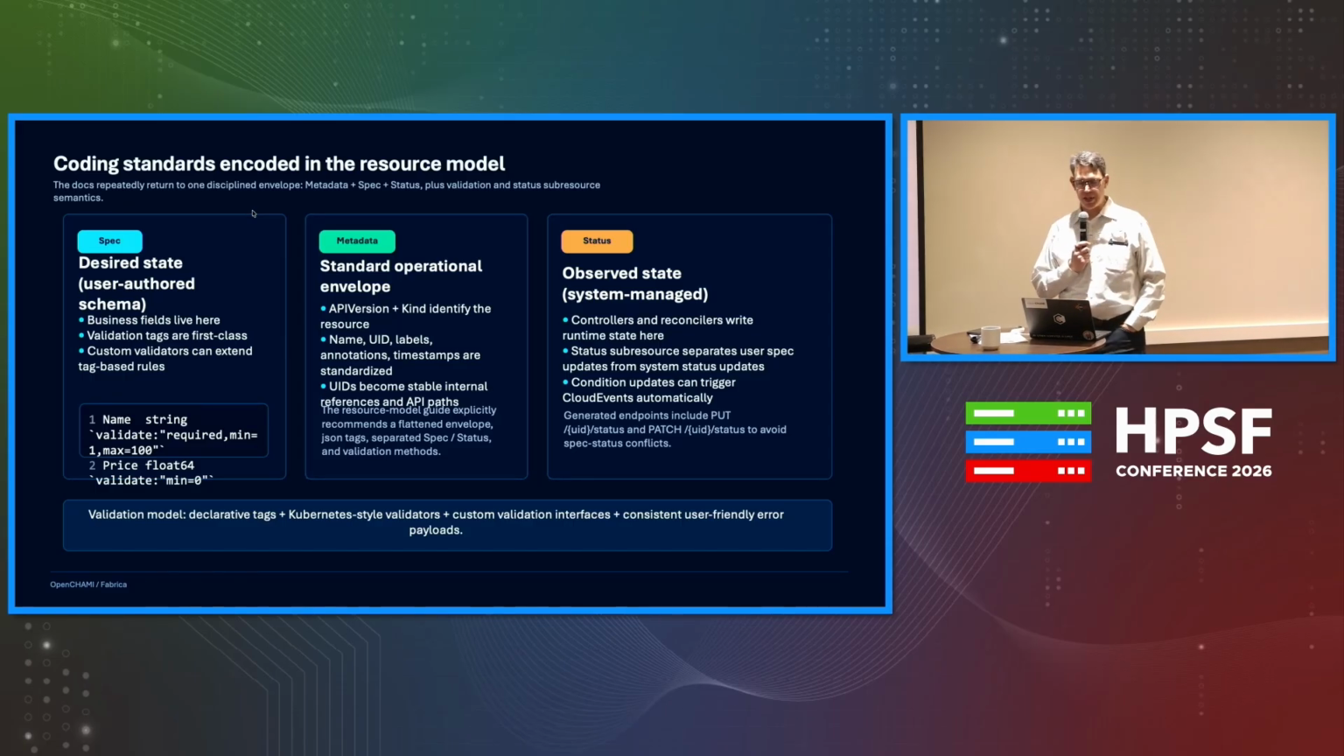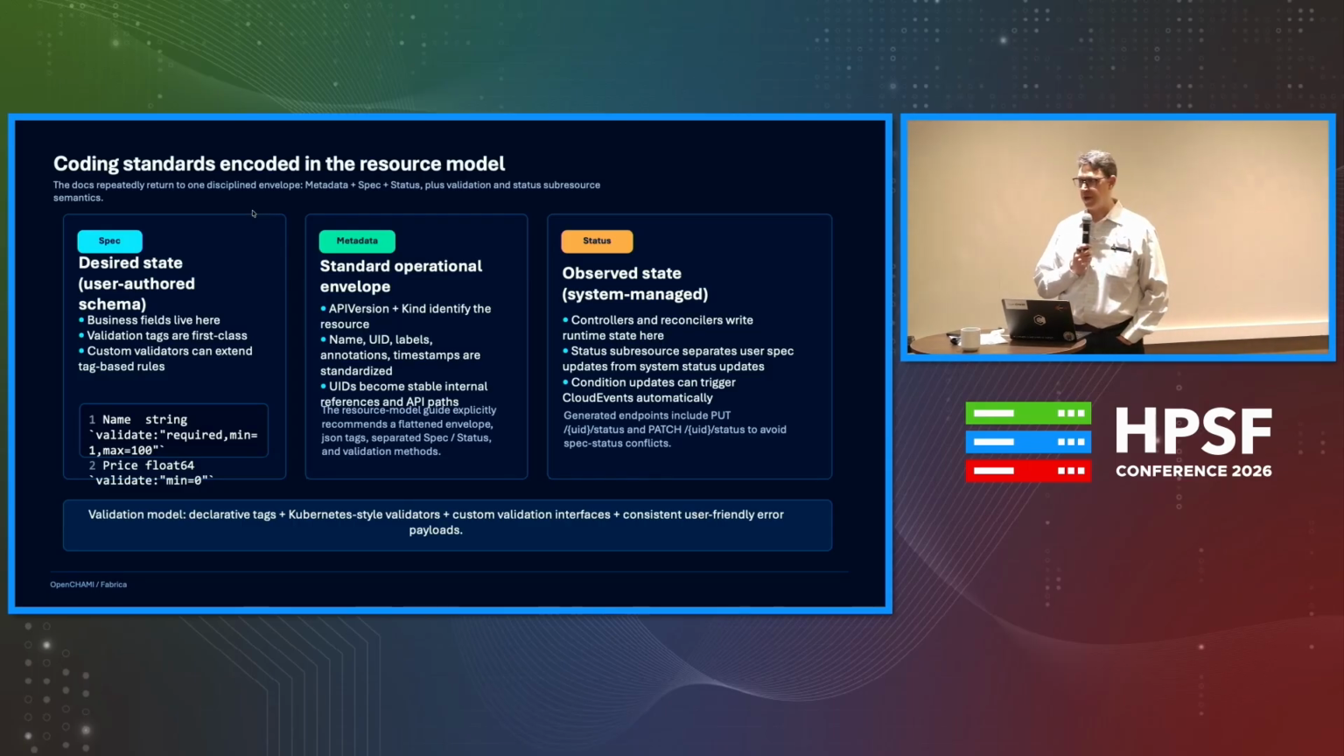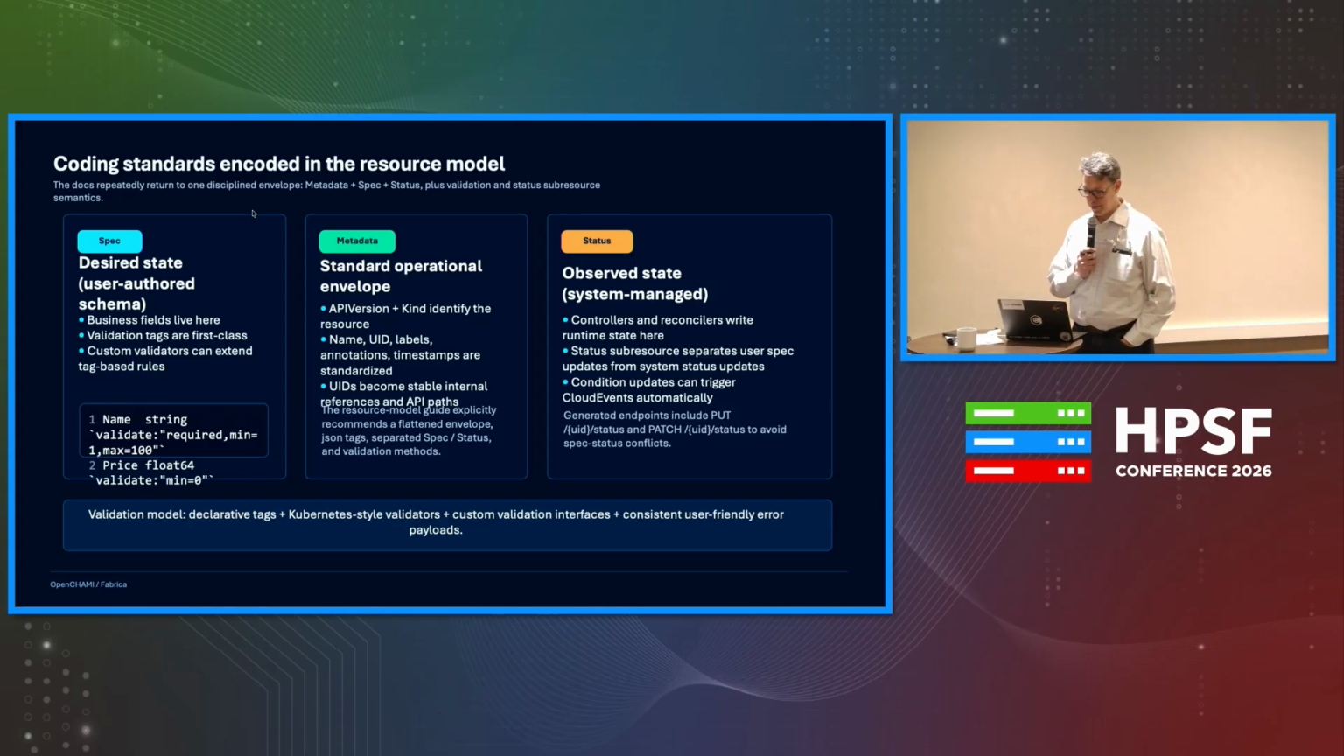The metadata is the envelope. The envelope is what makes all of the Fabrica stuff able to do most of the templating, because it knows that there will always be an API version, a name, a UID. There will always be labels and annotations. And so then generic filtering works based on those sorts of things, and you can then build additional filtering based on your business logic if needed.